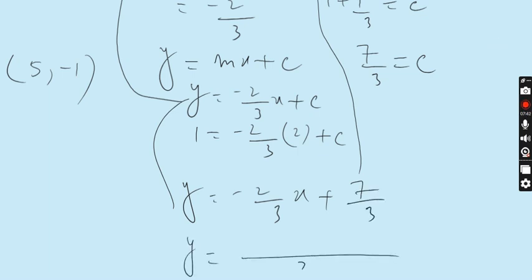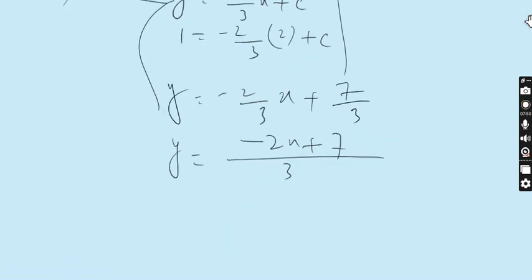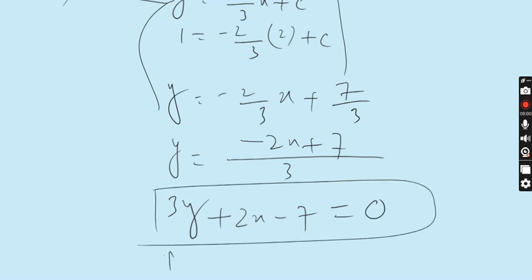Taking 3 as the LCM, minus 2x plus 7, the 3 must be going over there. 3 into y is 3y, and minus 2x must be plus 2x minus 7 is equal to 0. This is the equation of PQ.